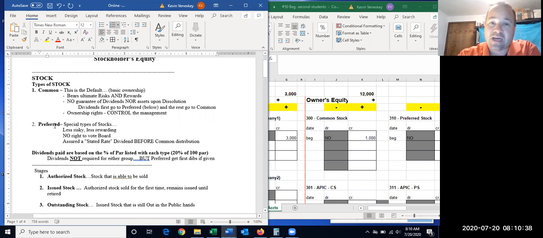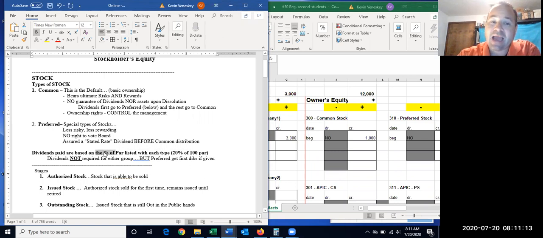And then the preferred stock. This doesn't mean that it's better, it's just the name that's given to it. Preferred stock has some good sides to it, and depending on how it's labeled and how it's issued, there are some downsides to preferred stock as well, so it's not always the best one. With preferred stocks, when we get into some problems, you're going to see a percent sign with a number, like 20% of par, whatever the par value is.